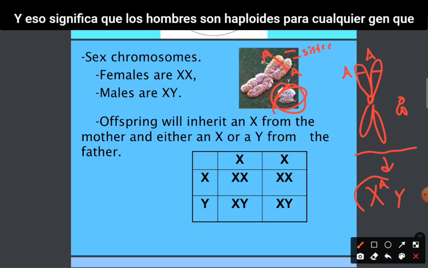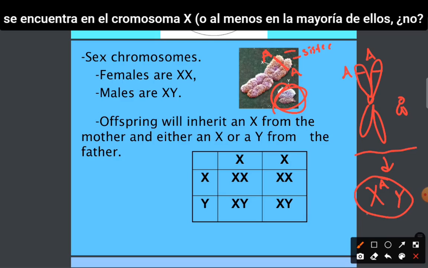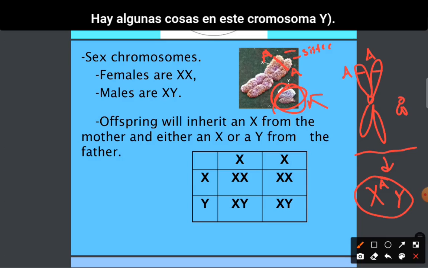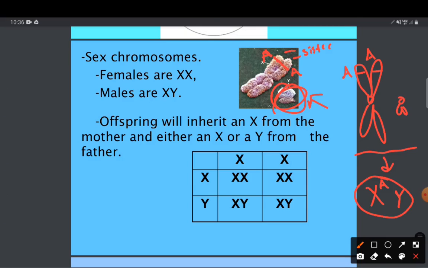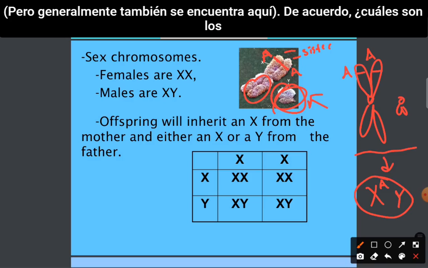And so that means that men are haploid for any gene that is found on the X chromosome, or at least most of them, right? There is some stuff on this Y chromosome, but it's usually found here too.